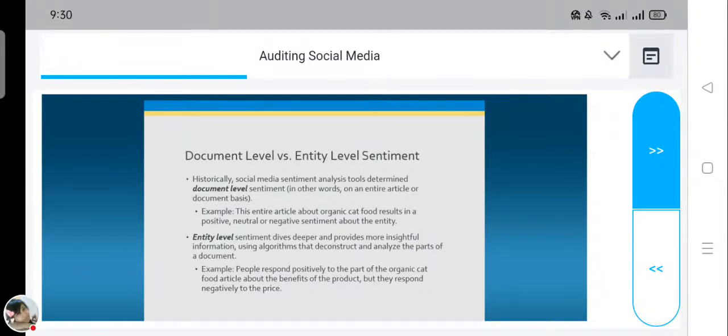Well, these tools didn't used to be able to measure at that level, but now they can. We call that entity level sentiment. And they can dive deep into these articles using their algorithms, so again, no human intervention necessary, they can deconstruct an article and analyze the different parts. And so they would be able to look at the article about the cat food and determine, hey, there's mixed emotions here. They're positive about your company and its environmental concerns, but they're negative about your pricing. And so their metrics would provide you with that information.